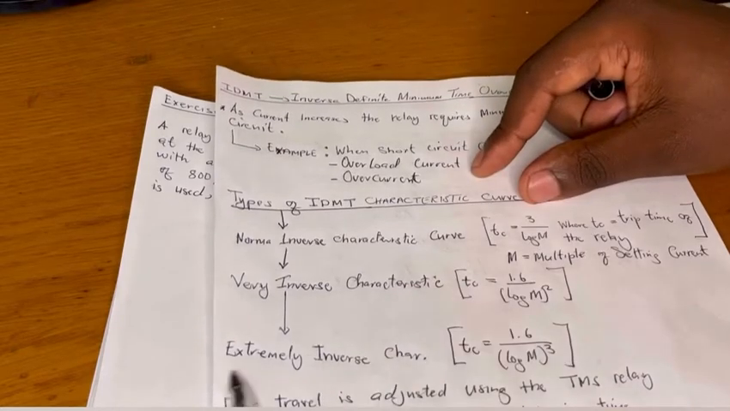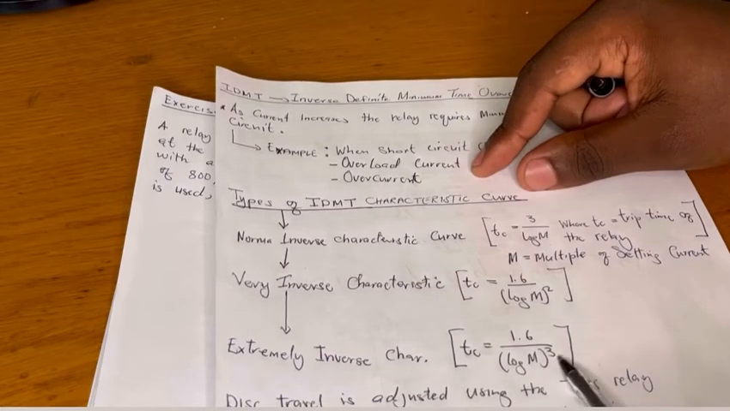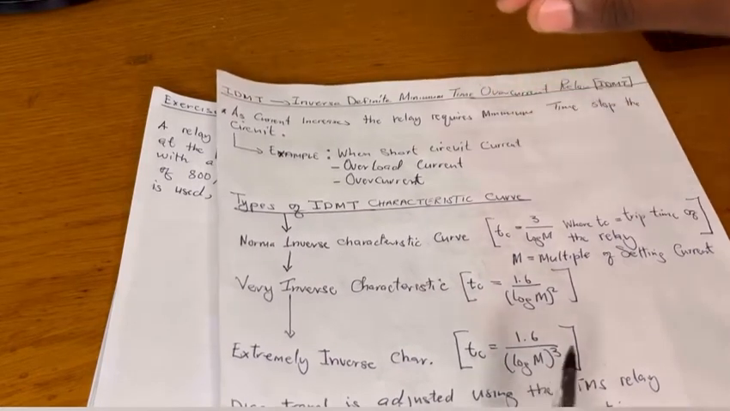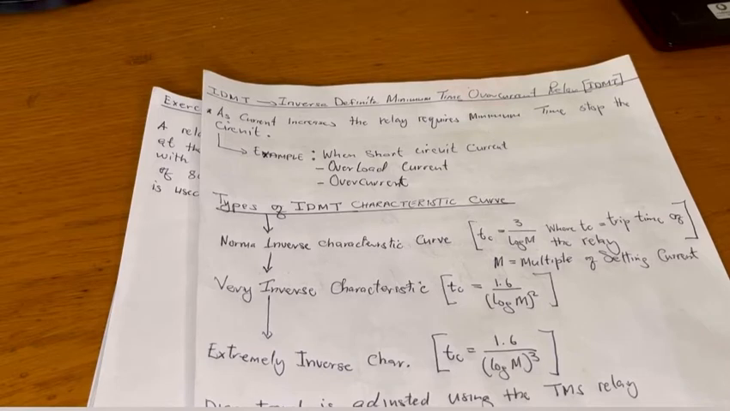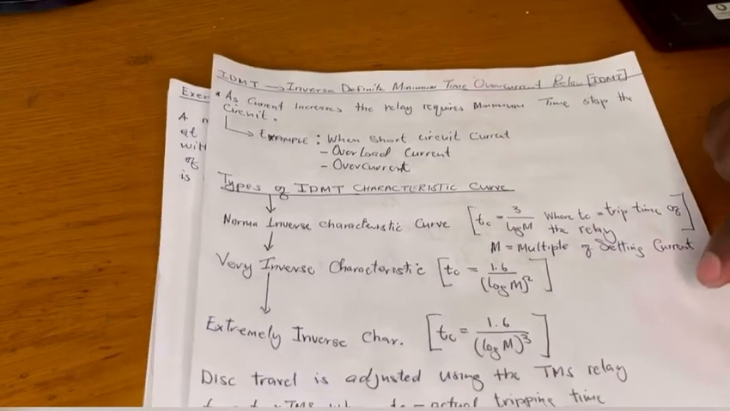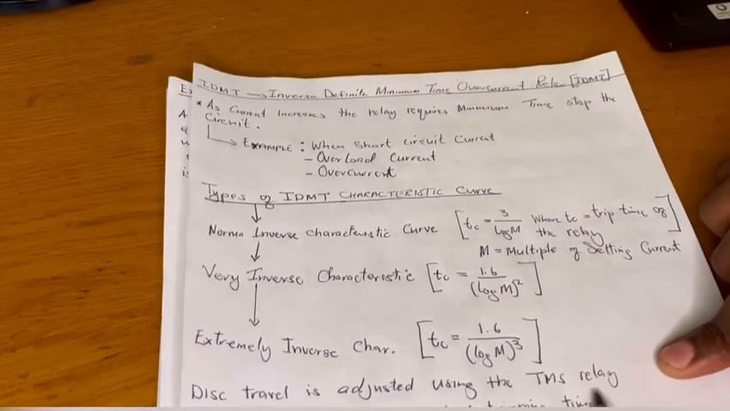There's also an extremely inverse characteristic curve. The only difference is the power 3 on the denominator. Now, these are the old types of relays, and they had a disk. The relay itself had a disk that travels with respect to time relative to the current that it wants to interrupt. That adjustment of the disk travel is named the TMS of the relay.